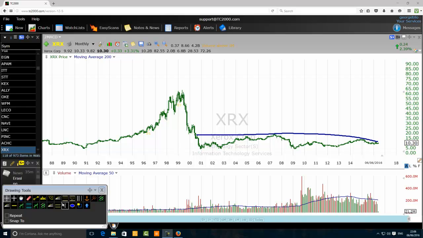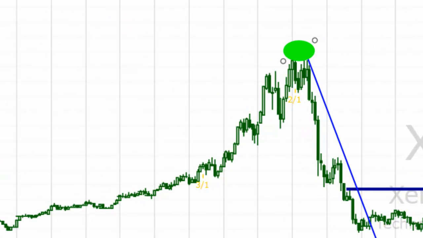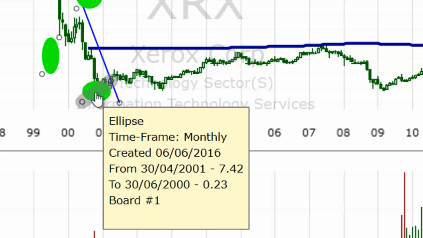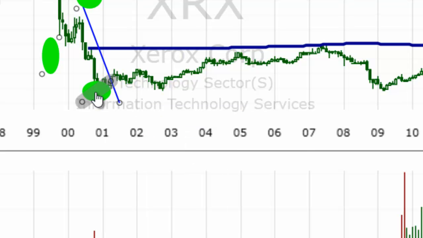So if we pay attention to the price action in this session here, Xerox was bearish. We have a high, and then a lower high, and then a low followed by a lower low. So we can say that in this session, from 1999 to 2001, Xerox stock was bearish because that stock was displaying lower lows and lower highs.